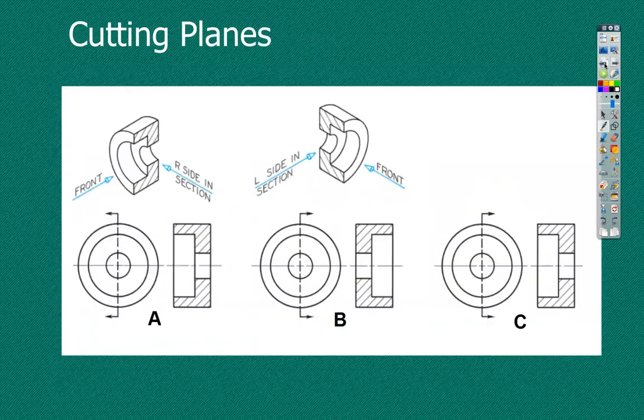All right. So this is a section where we cut all the way through. We're cutting all the way through the part. What kind of a section is that called? Full section. Yeah, it's a full section, because we're cutting all the way through. So our section view is a full section. The full view is a section.